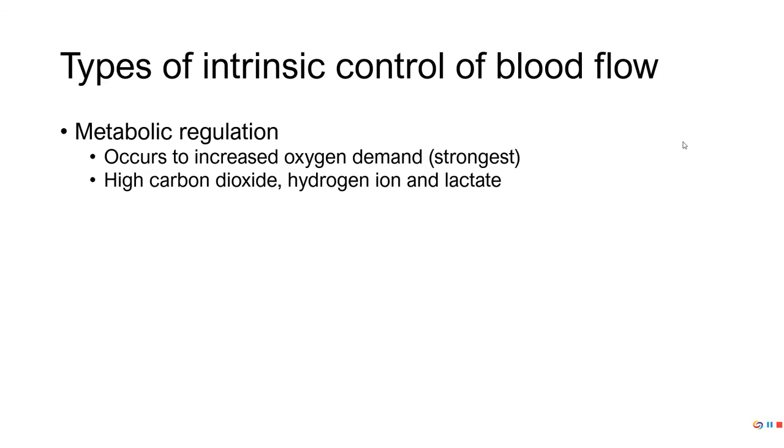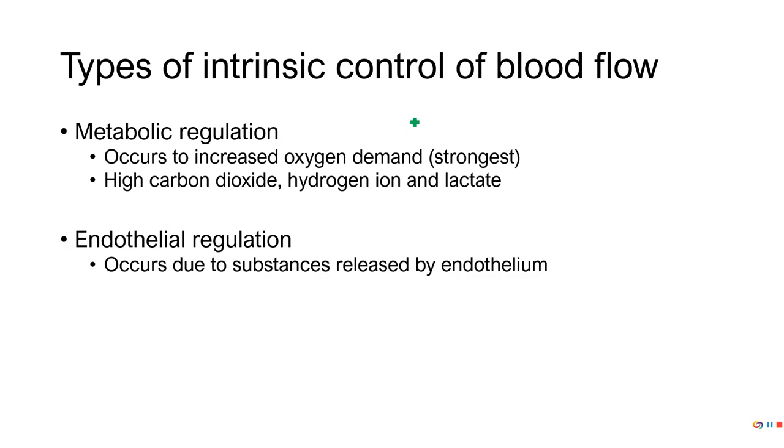so like I said, we could classify this as metabolic regulation. So if I've got high CO2 or hydrogen ion or lactate, not lactic acid, or low oxygen, metabolic regulation will help increase blood flow to the tissues. We've got endothelial regulation, okay, and what we mean by that is there are substances that are released by the blood vessels themselves that will cause changes in their diameter and allow more or less blood flow.